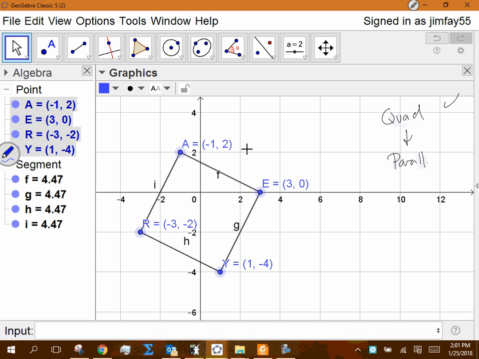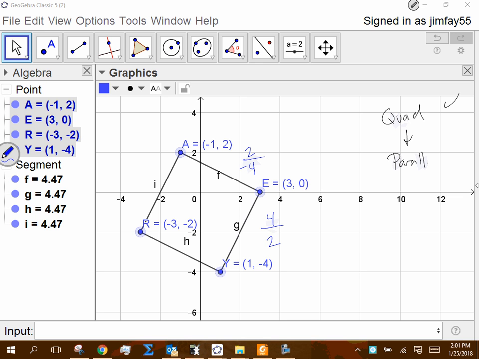So if I go 2 minus 0 is 2, negative 1 minus 3 is negative 4, right? 0 minus negative 4 is 4, 3 minus 1 is 2. Negative 2 minus negative 4 is 2. Negative 3 minus 1 is negative 4. And then here, 2 minus negative 2 is 4. Negative 1 minus negative 3 is 2. So are these opposite sides parallel? Yeah. So it's a parallelogram, right?